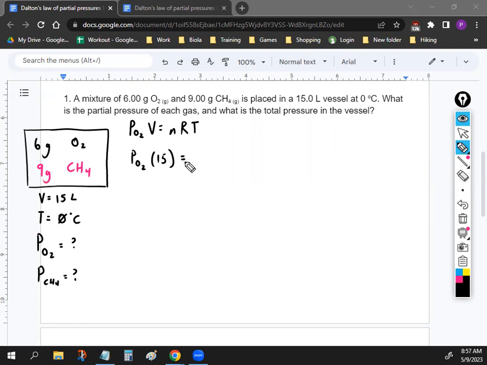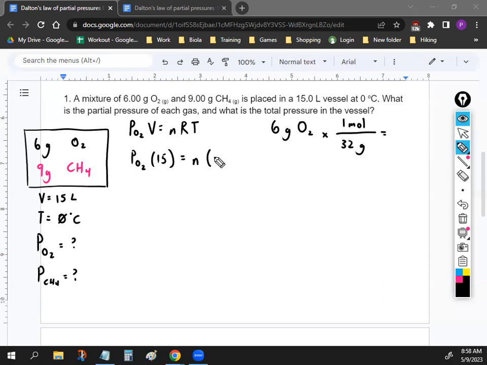Do we have the moles of oxygen gas? You guys see moles of oxygen in here? No, but can we find the moles of oxygen? Yeah, super easy. We just need to take the 6 grams of O2 and divide it by the molar mass of oxygen. I'll do the calculation for you. It's 32 grams in 1 mole. If you solve this part, that's where you get your n. I'll let you guys solve that in a second.